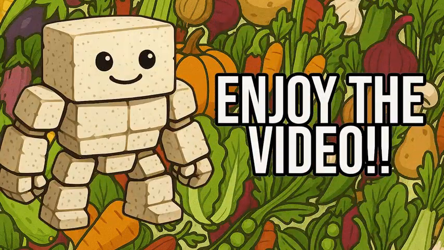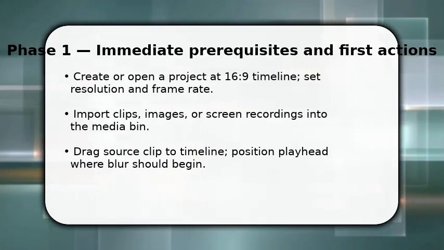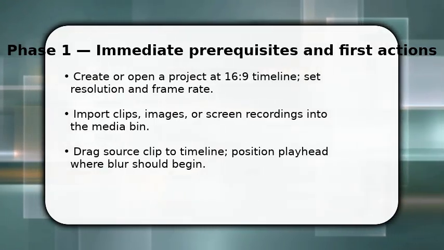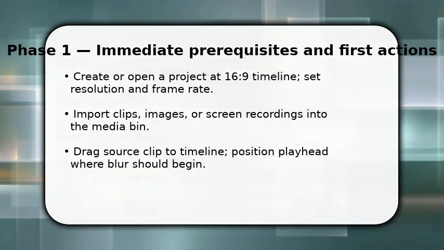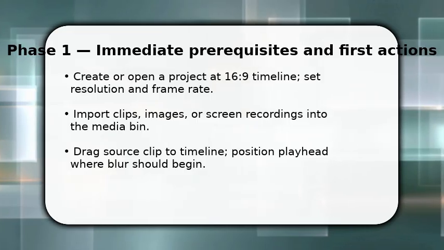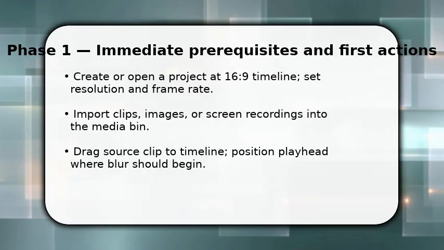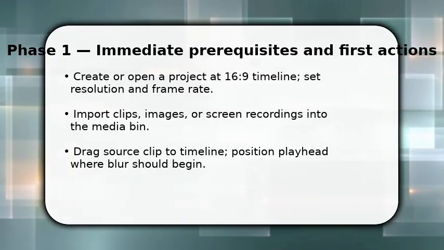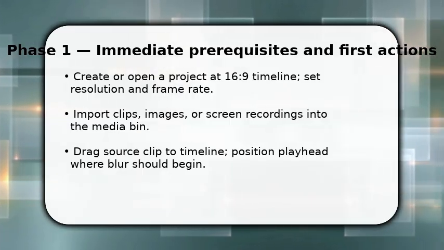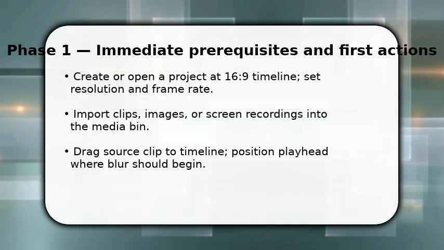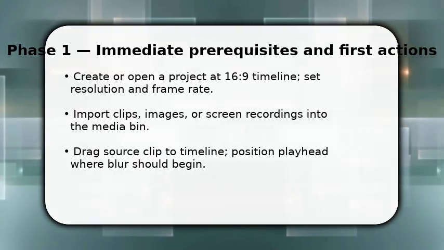Please enjoy the video. You'll begin by opening Clipchamp and starting a new project. Choose your sequence settings, typically 16:9 and the desired frame rate. Once the timeline is ready, import the media and drag the primary clip onto the timeline where you want the blur. Now, split or navigate to the exact frame where the blur must start so you can apply an effect precisely. This first step prevents rework later and speeds up the masking process when you move into detailed editing.